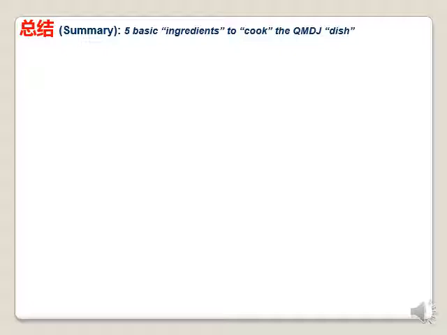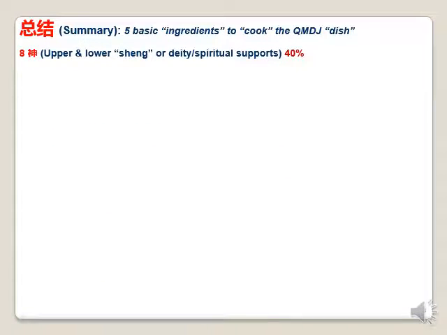Okay, let's say 奇门遁甲 is a dish that needs to be cooked, right? So we need some basic ingredients at least to complete the dish. Of course, it is like a porridge, right? We can add additional things or items that you want in the porridge. But basically, what you need for the basics to cook a bowl of porridge. The first one is very important.